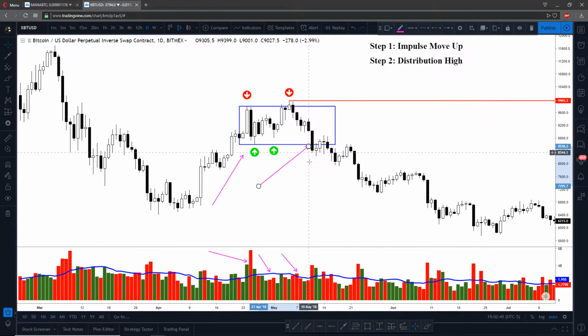So here we have the break of the distribution low. Look at the volume. Same thing I said before, panic selling. You have that panic selling when it breaks that distribution low. Increase in volume on the first fractal down. Slight increase in volume on the second fractal down. Low volume in between. And then you have the increase in volume when it breaks the distribution low.